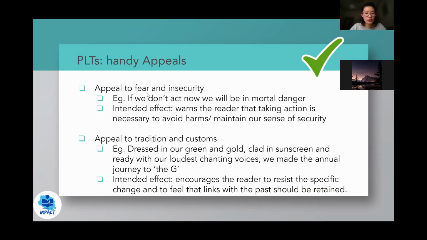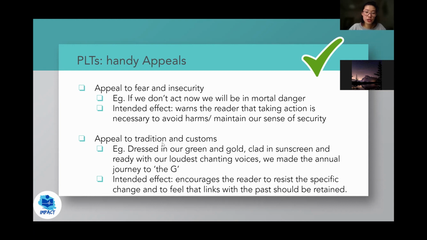Furthermore, appeals to fear and insecurity. For example, if we don't act now, we will be in mortal danger. The intended effect of this appeal is to warn the reader that taking action is necessary to avoid harms and to help maintain that sense of security.